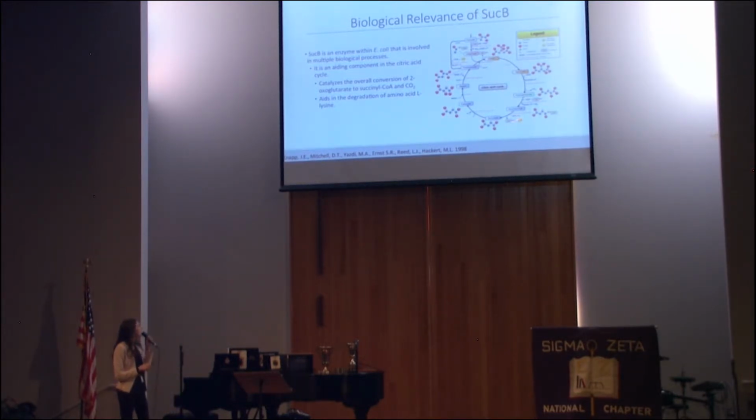And so we can see that here. We all know that cycle, but if you don't know it, you'll know it in biochem. We found out that SucB catalyzes the overall conversion of 2-oxoglutarate to succinyl-CoA. And if you look right here, that's this product. So think of this as a side reaction that basically produces a product going into the Krebs cycle. So pretty cool. And we also found that it aids in the degradation of the amino acid L-lysine.